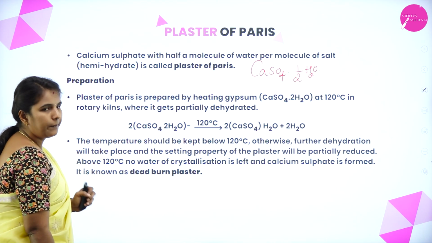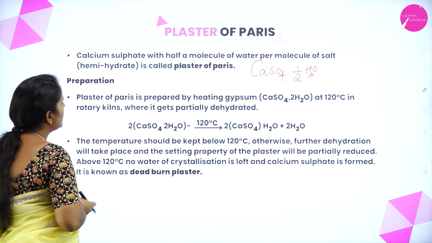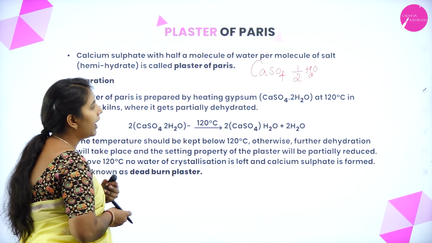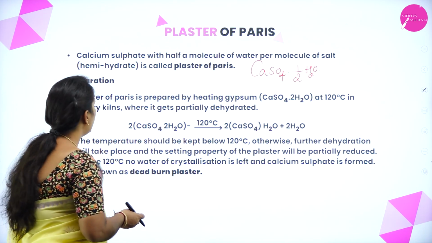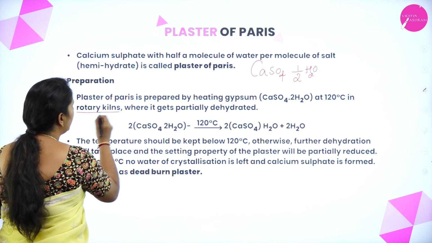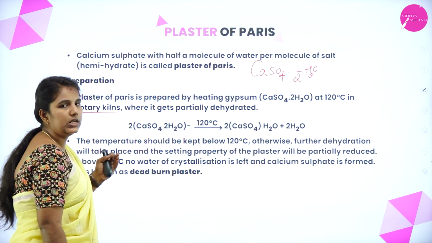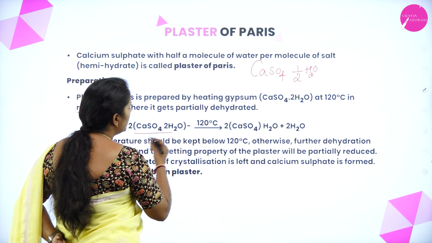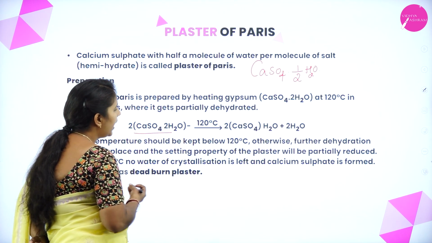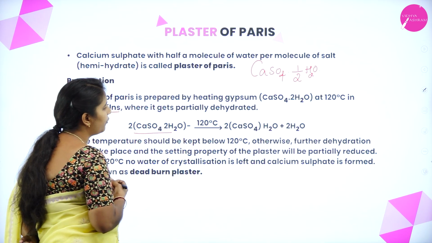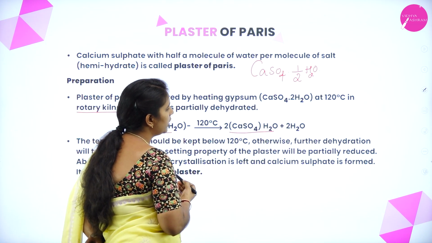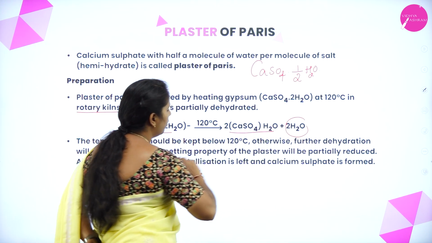So let's see its preparation. Plaster of Paris is prepared by heating gypsum at 120 degrees in a rotary kiln, where it gets partially dehydrated. So here I have taken the gypsum, which is heated at around 120 degrees Celsius. It forms what? Calcium sulfate half water with the liberation of water.